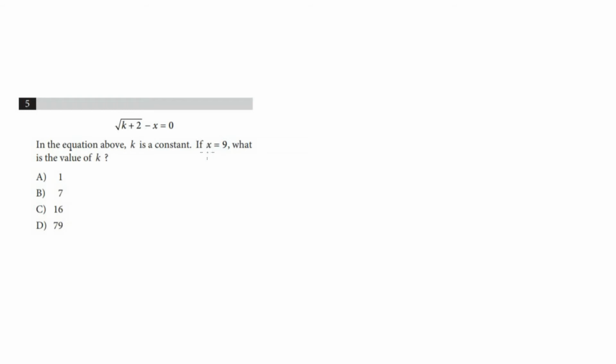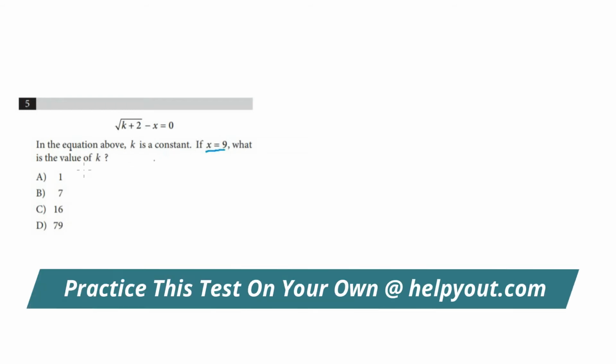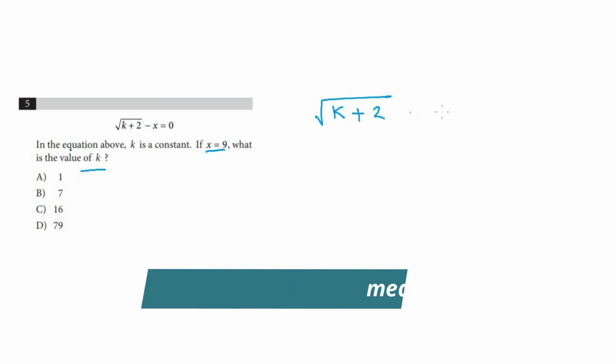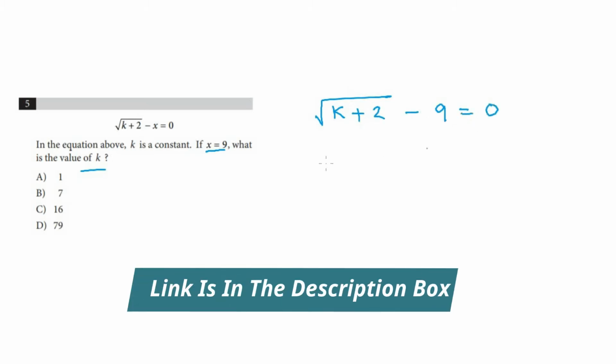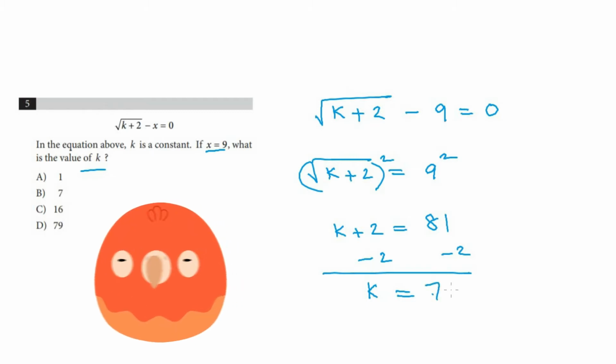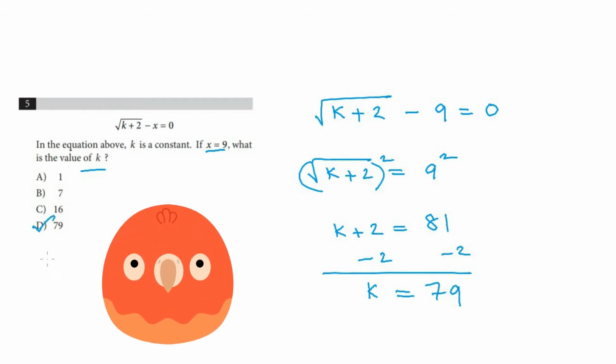For this problem, given that x equals 9, we have to solve for k. So, we plug x equals 9 into the given equation, that makes square root of k plus 2 minus 9 equals 0. So, square root of k plus 2 equals 9. To get rid of the square root, we will square both sides. So, squaring both sides we get k plus 2 equals 81. Then we subtract 2 from both sides, that makes k equals 79. So, option D is the answer.